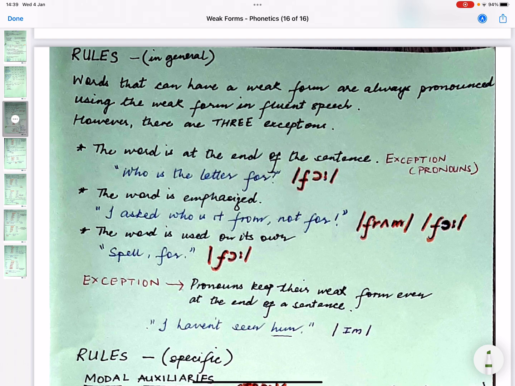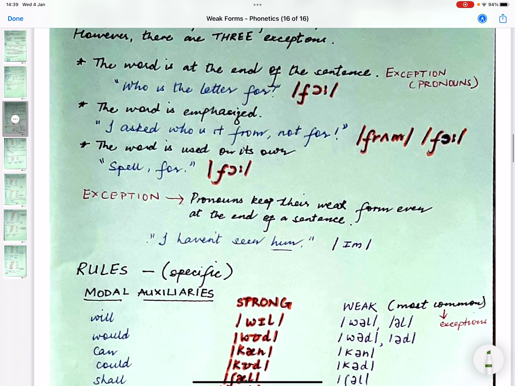The exception to the first rule is that pronouns, they keep their weak form even at the end of a sentence. So: I haven't seen him. So you can see that we don't say the strong form; you say the weak form of him. So you see that pronouns, they keep their weak forms even at the end of a sentence.